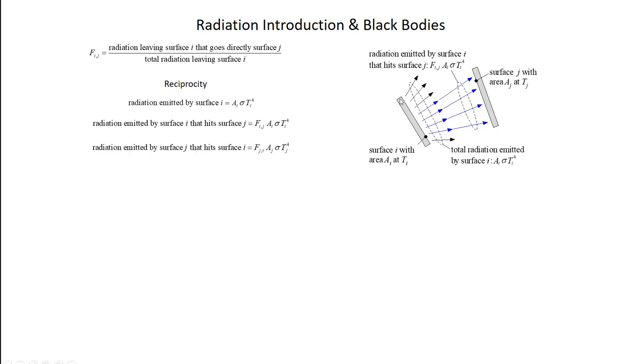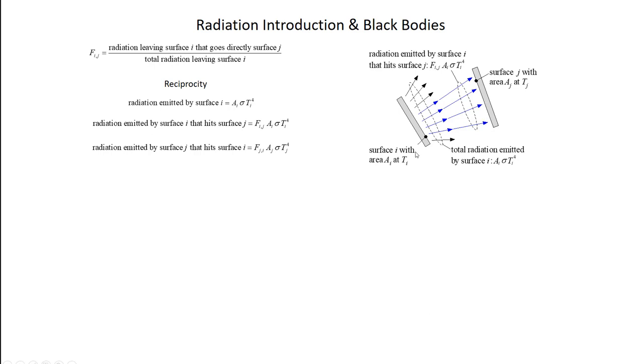Surface I is a black surface. It has some area and it's at some temperature T_I. Surface J is also a black surface. It has some area and it's at some other temperature T_J. I want to think about the net radiation heat transfer between I and J. That's going to entail 2 different components. There's some radiation emitted by I that ends up at J and is absorbed. That's the stuff going from I to J. Coming back, there's radiation emitted by J that ends up at I and is absorbed. That's stuff going from J to I.